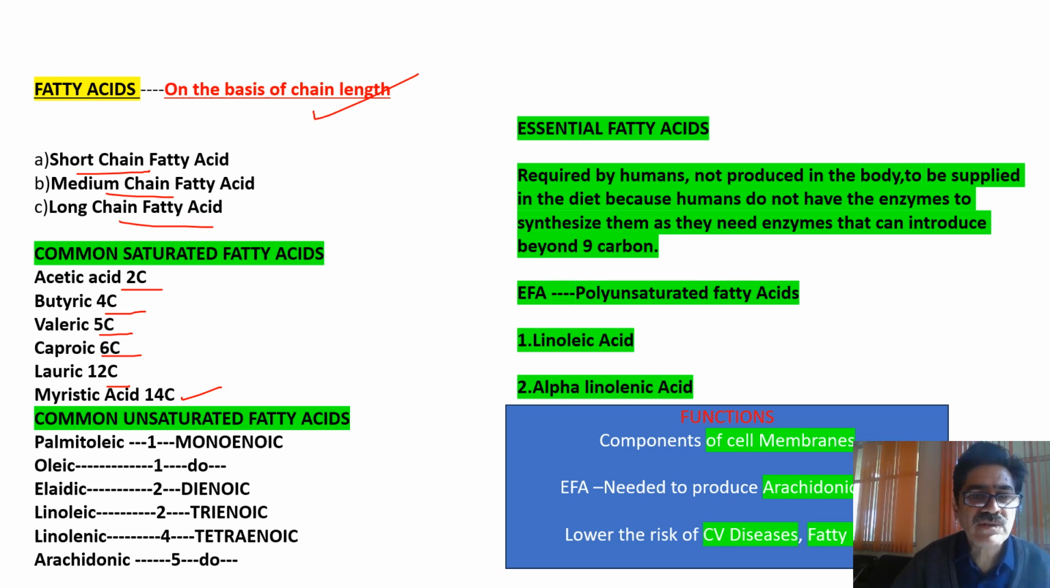Now, common unsaturated fatty acids include palmitoleic acid, which we can see here. The other one is oleic acid. Each bears one double bond, that is monoenoic acid. Now, elaidic acid bears two double bonds, dienoic acid. Similarly, linolenic acid bears four double bonds, tetraenoic acid. Similarly, arachidonic acid bears five, again a tetraenoic acid.